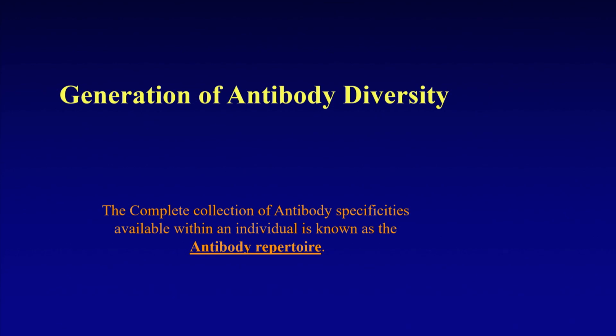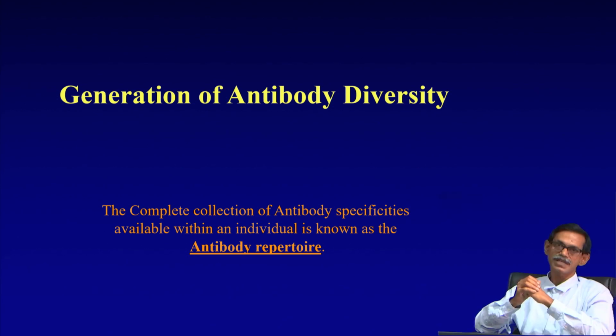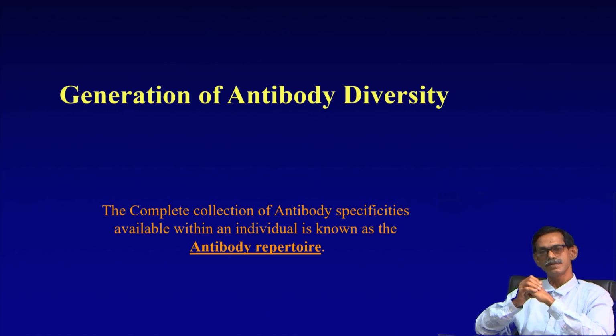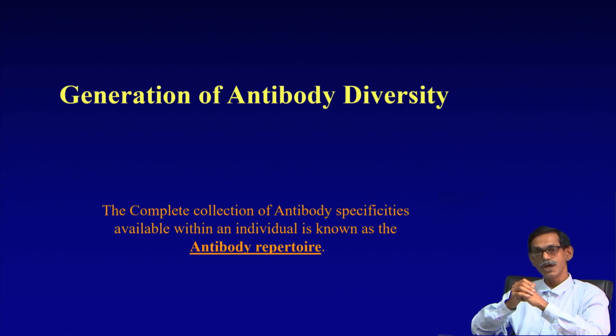That is why the antibody repertoire is not fixed at a particular time. The variety of antibody in my immune system today may be different after a month or so. So, the complete collection of antibody specificities available within an individual is known as the antibody repertoire.